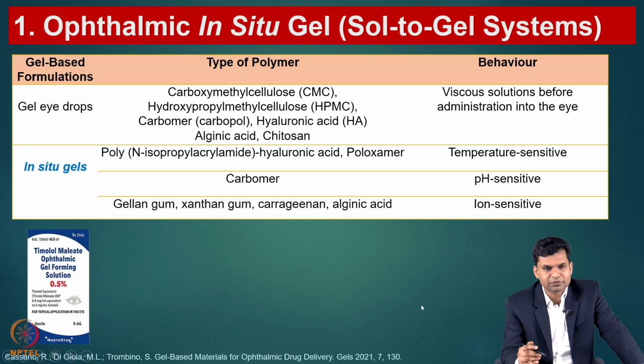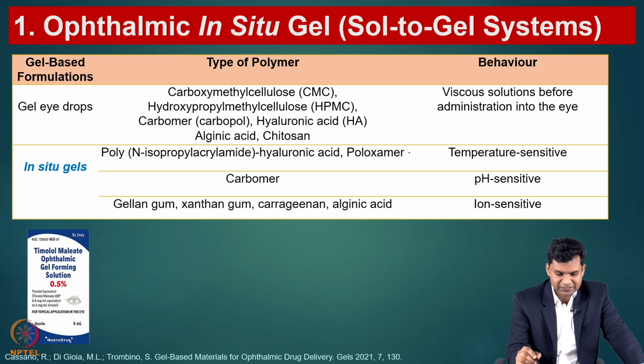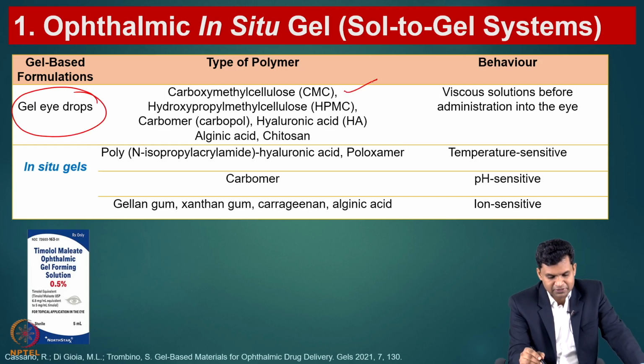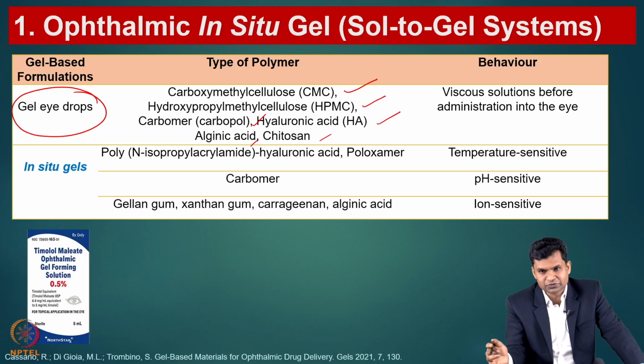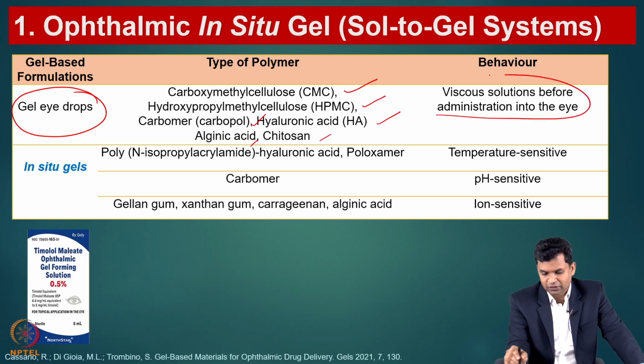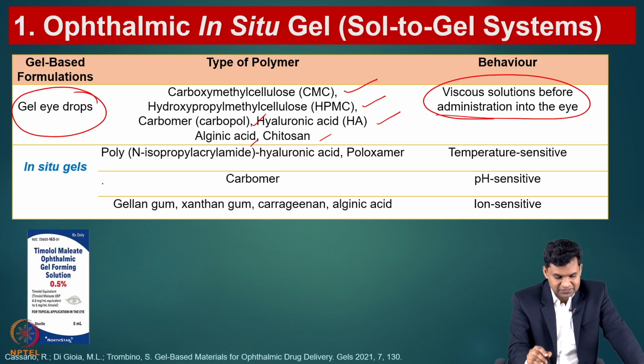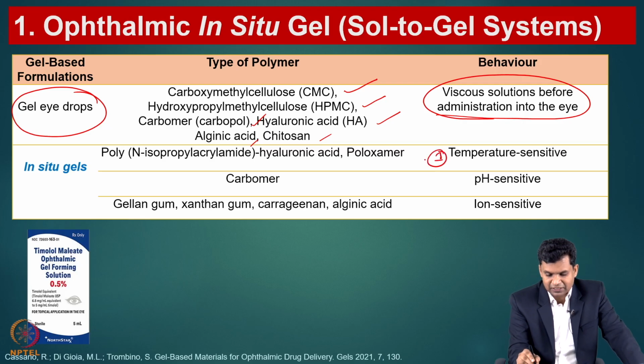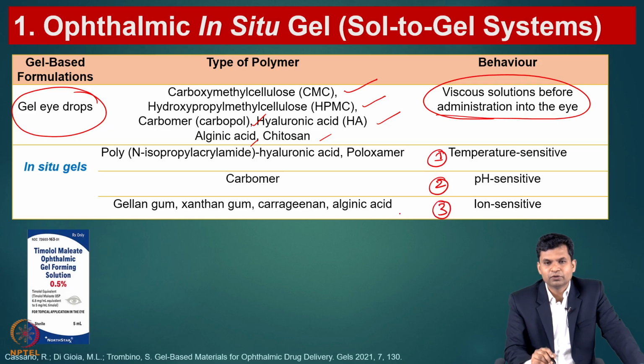Now, these are a few types of polymers we use in the in situ gel systems. So, this is the conventional gel system, and here are the polymers: CMC, HPMC, hyaluronic acid, carbopol, alginic acid and chitosan, which can be used in gel eye drops. Yes, it is a viscous solution before administration into the eye, and then there are in situ gels. These we use based on three different mechanisms, that is the temperature sensitive, pH sensitive, and the third one is the ion sensitive behavior. So, these are the examples.